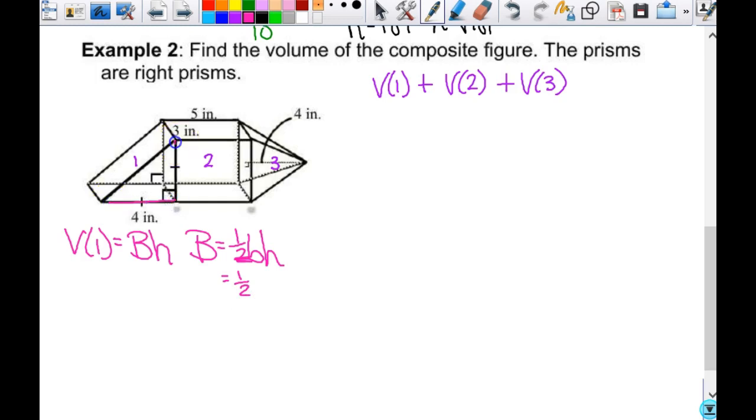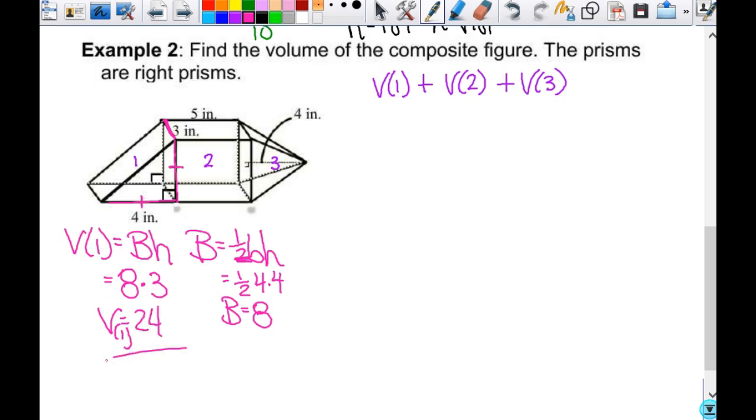4 and 4, because they're marked congruent. 4 times 4, so big B is 8. So I get 8 times, what's the height of that prism? 3, because it's the distance between the 2 bases, so it is 3. So your volume then is, for the first one, 24.